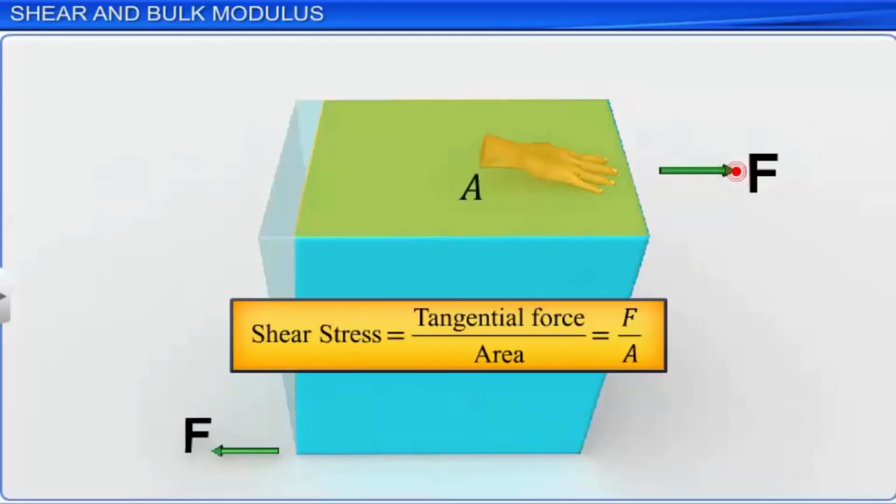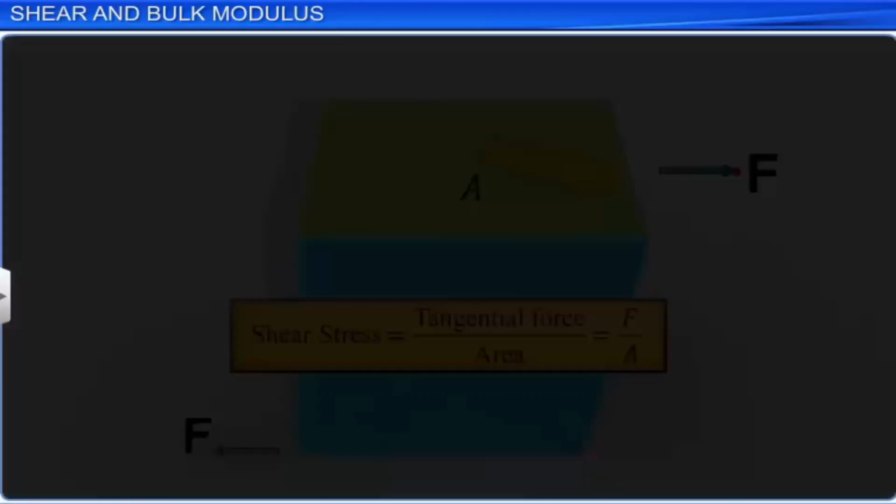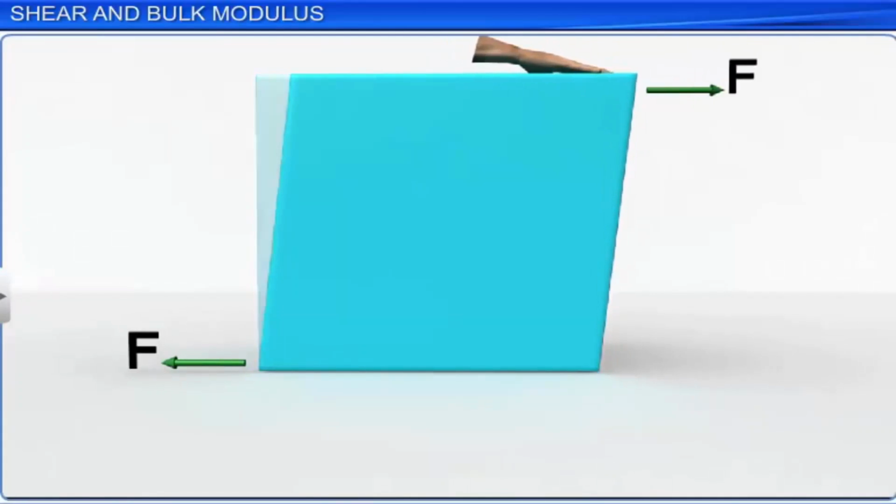When a tangential force is applied to the top surface of the body, the top surface is displaced laterally with respect to the bottom surface by a small length dx, and the edge perpendicular to these two faces rotates through a small angle gamma.